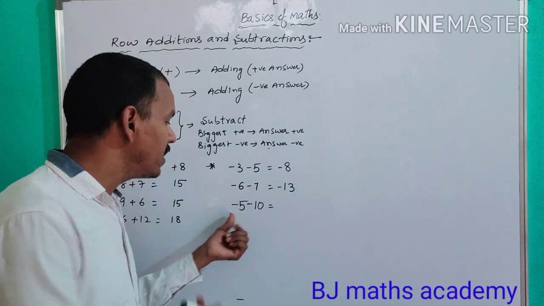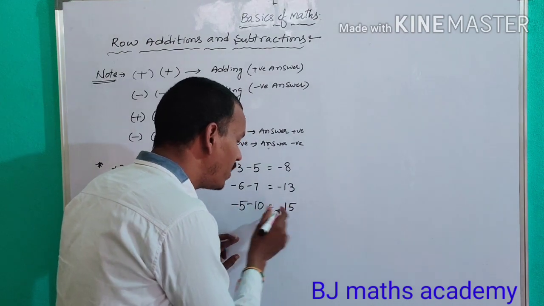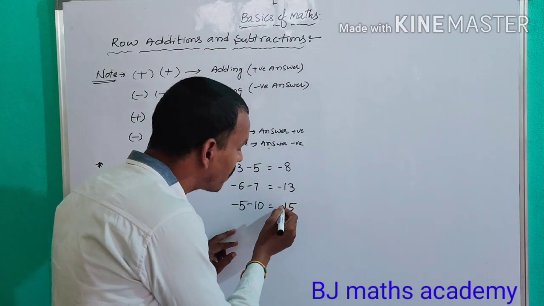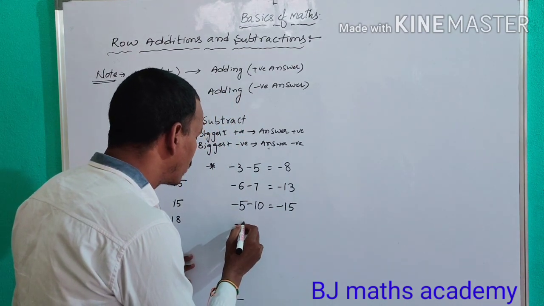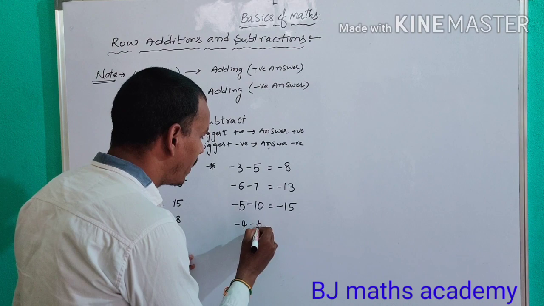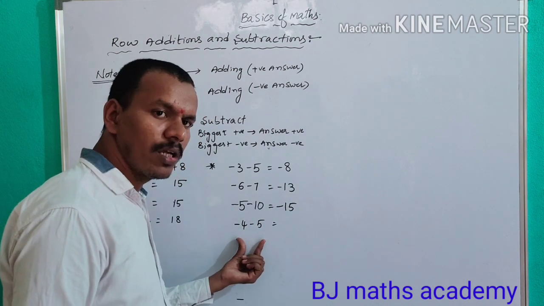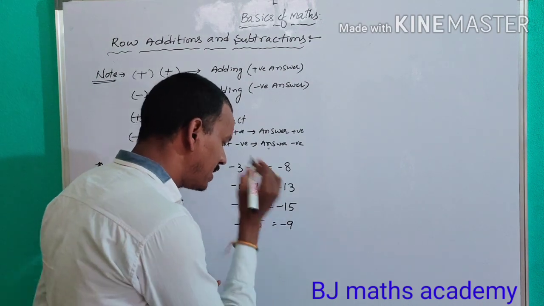So when we are adding 10 plus 5, we get 15. But when we are adding and both are negatives, that's why the answer becomes negative. So minus 4 minus 5, how much total? Minus 9.